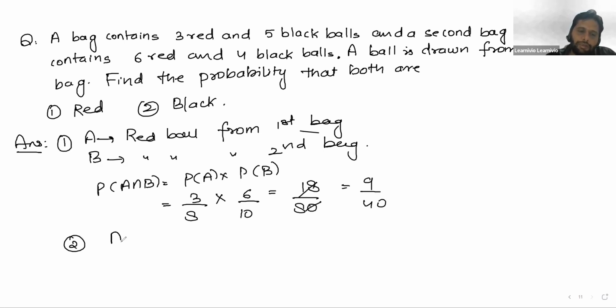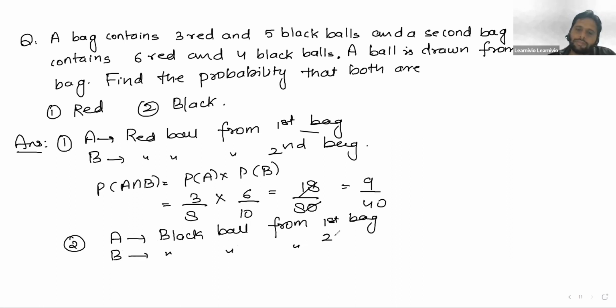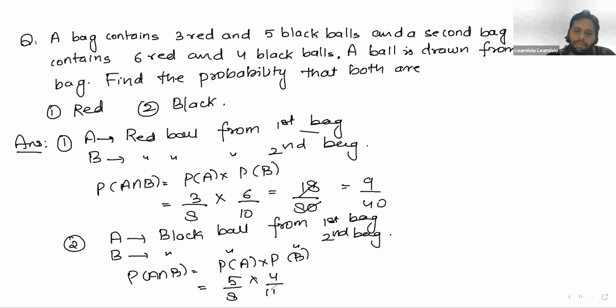Second, A is the event of getting a black ball from the first bag, B a black ball from the second bag. P(A intersection B) is again PA into PB. From the first you need a black, so 5 by 8, into from the second you need a black, so 4 by 10. Cancel out this 2, 4, 2. So you will get 1 by 4. Is it clear, Nabil?